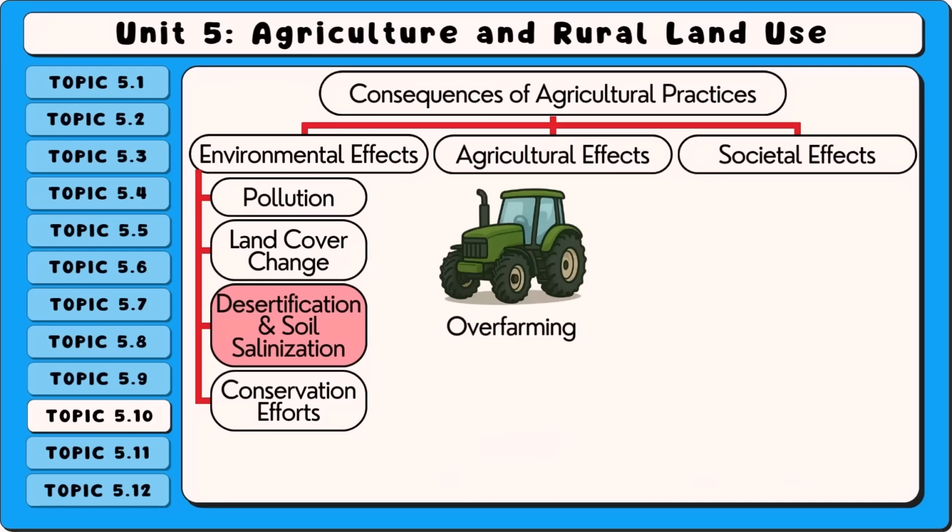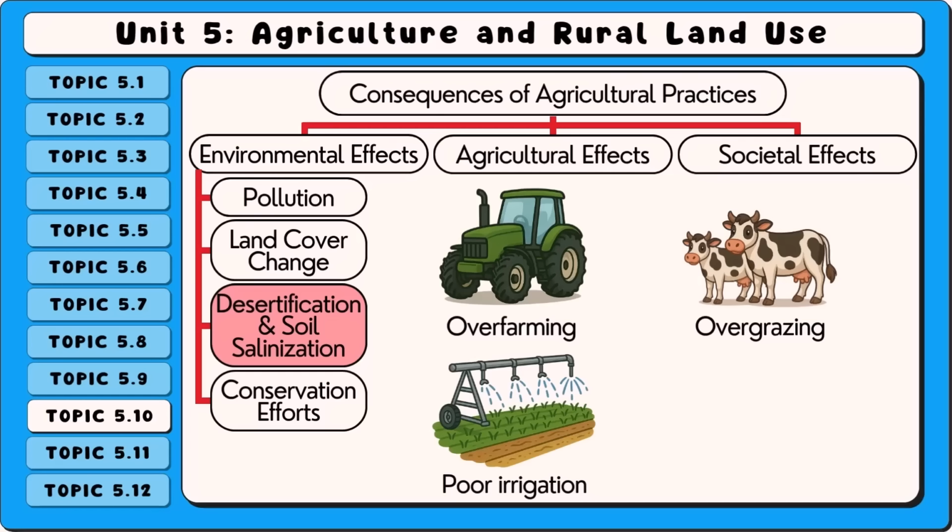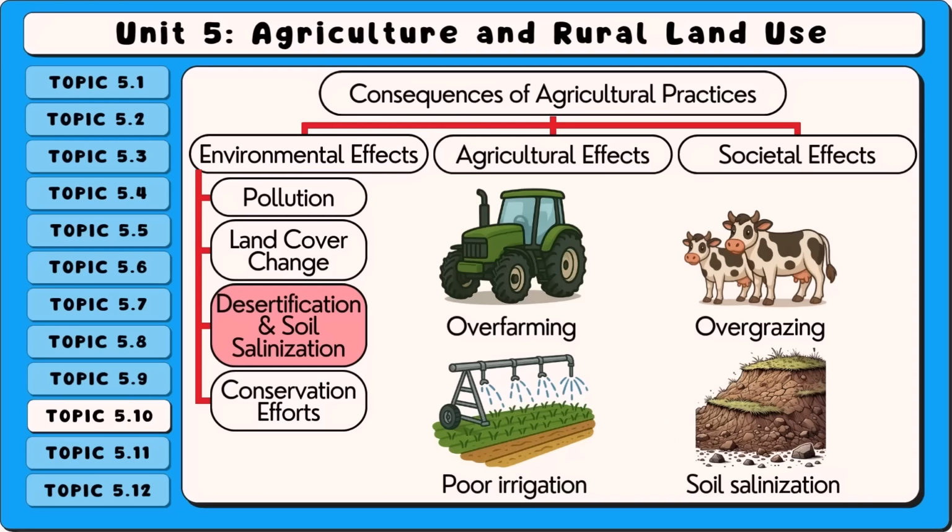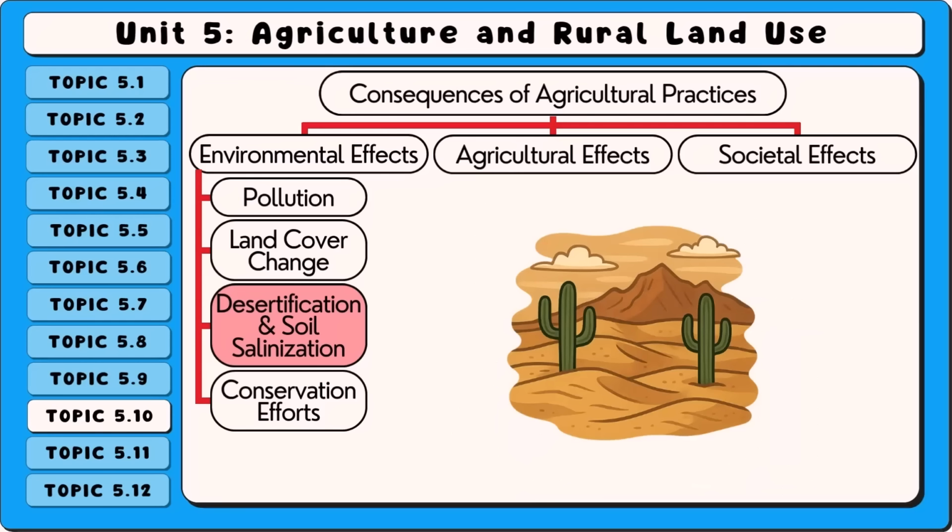Desertification happens when overfarming, overgrazing, or poor irrigation dries out the soil, turning it into unusable land. Soil salinization occurs when too much irrigation water evaporates and leaves behind salt, damaging the soil's fertility. These problems are especially common in dry regions where water is limited.